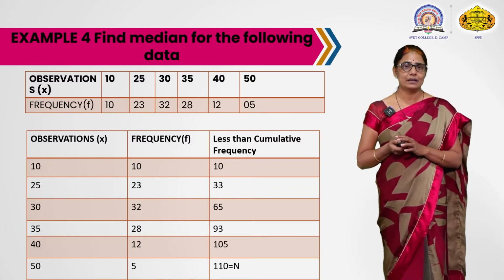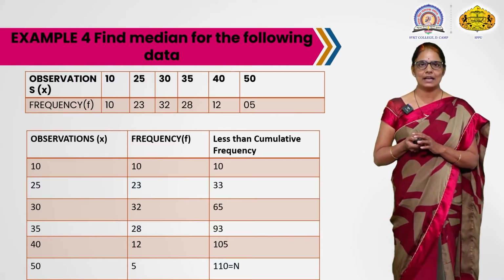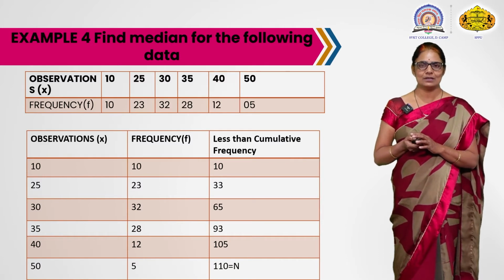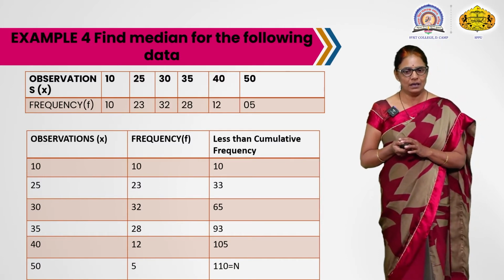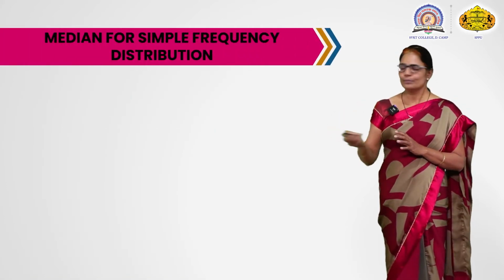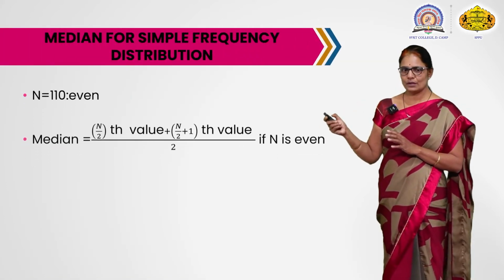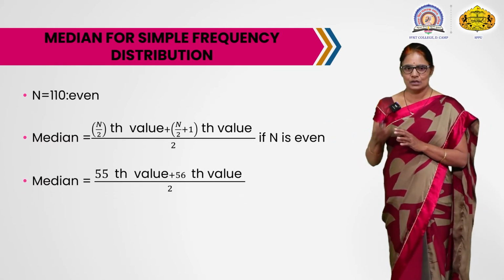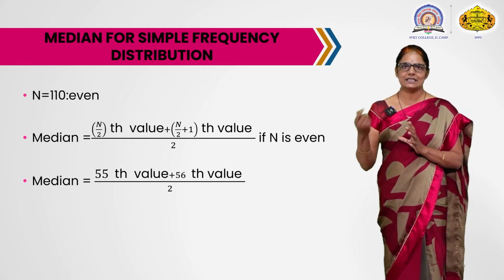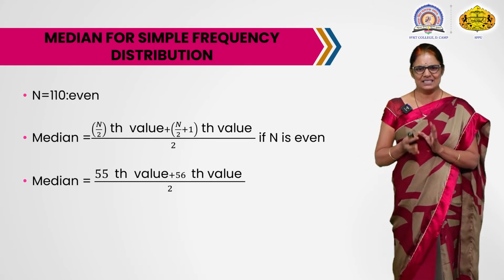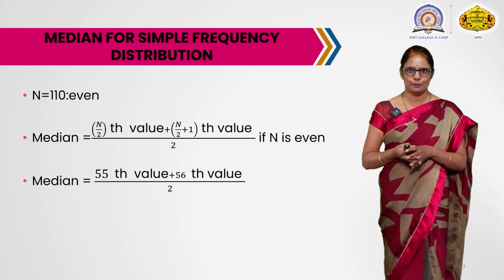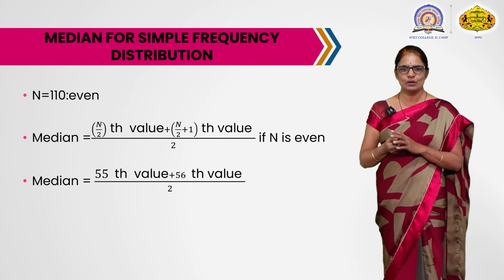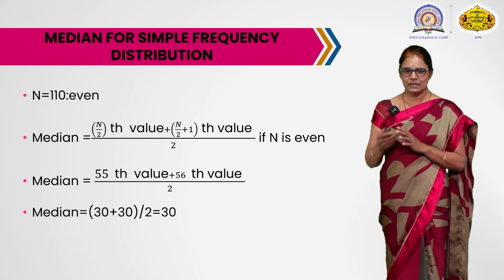To calculate the median, we use the formula: median equals n by 2th observation plus n by 2 plus 1th observation, upon 2, if n is even. So now here n is 110, which is an even number. So calculate n by 2, which is 55, and the next observation is 56. It is sufficient to calculate n by 2, which is 55, take the next observation 56, and take the average of these two values, which is the median of the given class.